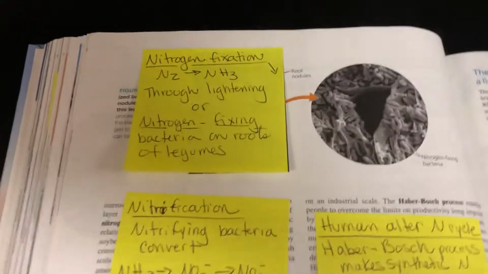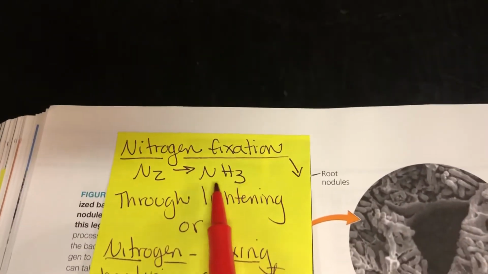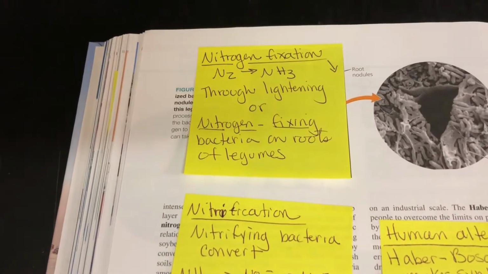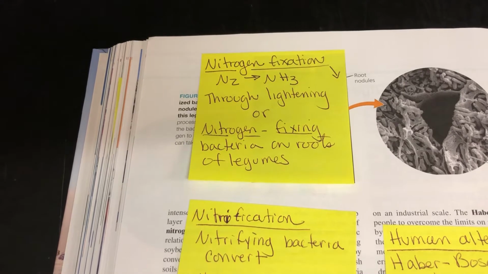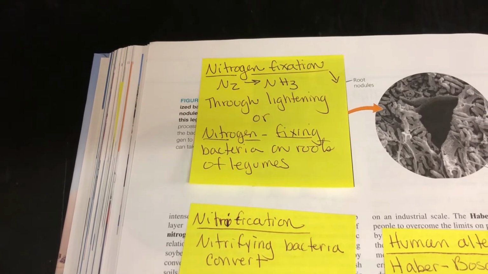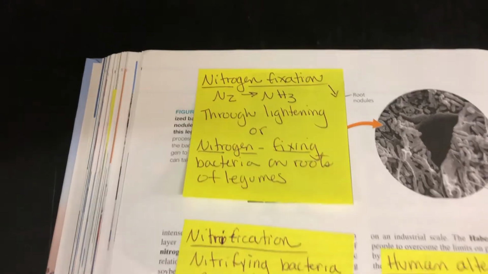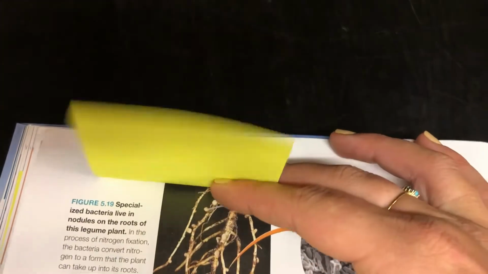All right, so nitrogen fixation. That's when you go from atmospheric gas to your NH4. This can happen through lightning or from your nitrogen fixing bacteria.